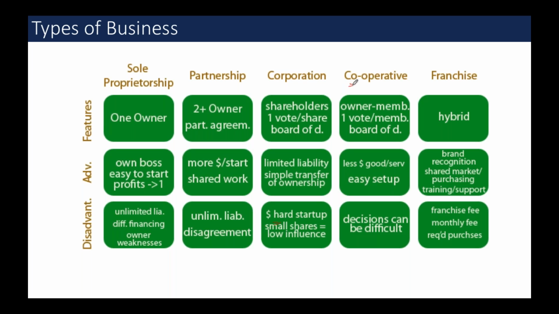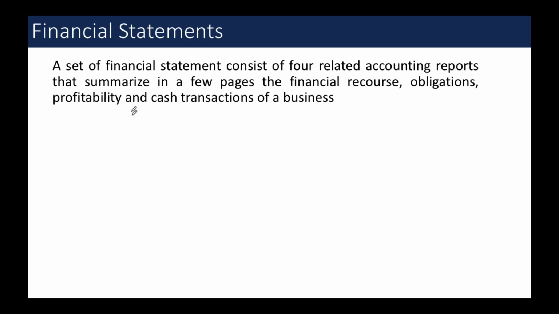Whereas a cooperative society, which is mostly a non-profit organization, is formed with the help of a community, okay, and it can be easily set up, but decision making can be difficult. Concentrate on corporations. We know the users of financial statements and also the different business structures.